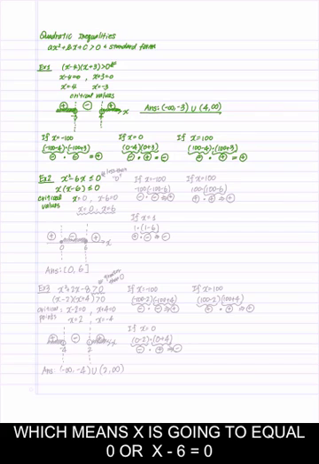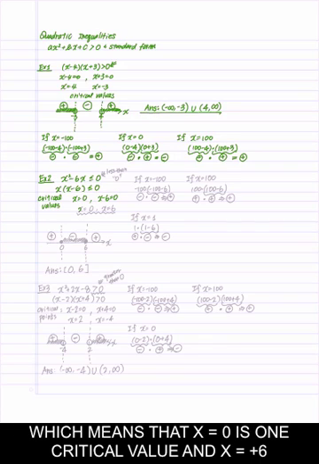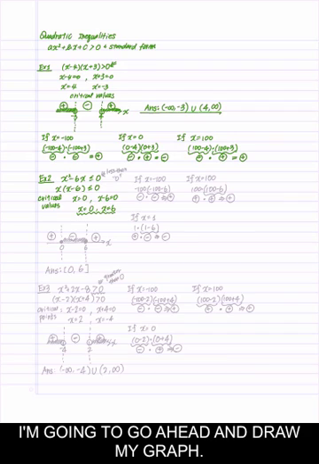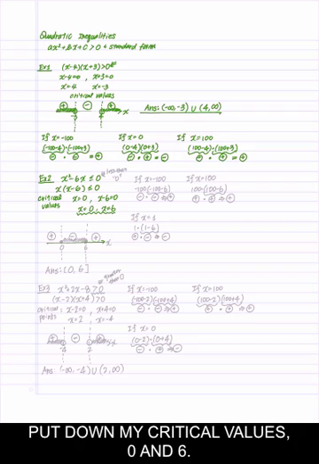Which means x is going to equal 0, or x minus 6 equals 0, which means that x equals 0 is one critical value, and x equals positive 6 is my other one. So those are my boundaries. I'm going to go ahead and draw my graph, putting down my critical values, 0 and 6.